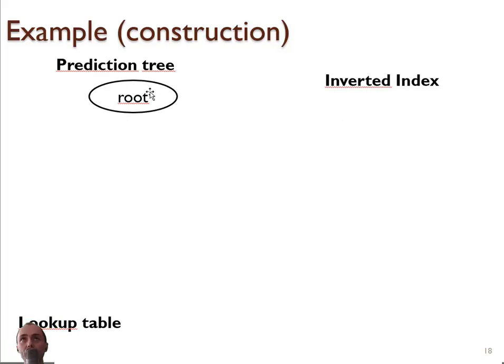A tree that will have a root, and then we'll put the sequences there. We have one lookup table, and we have one inverted index. And now we will build the model one sequence at a time. We'll add the sequence to the model.